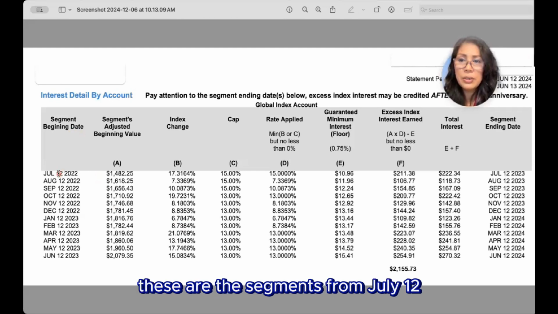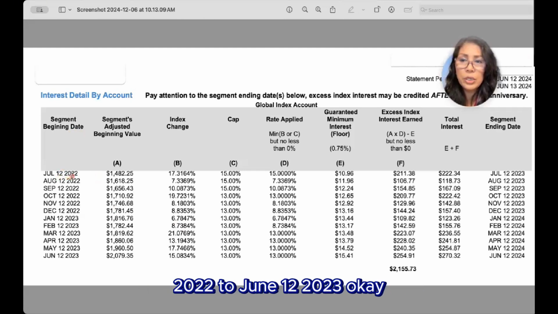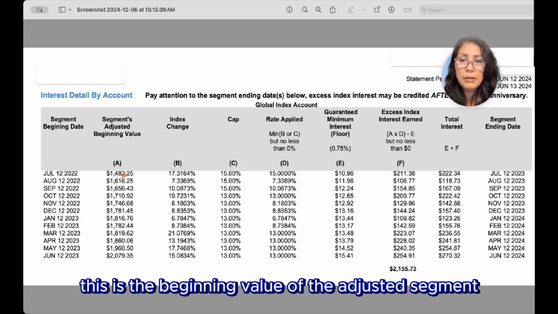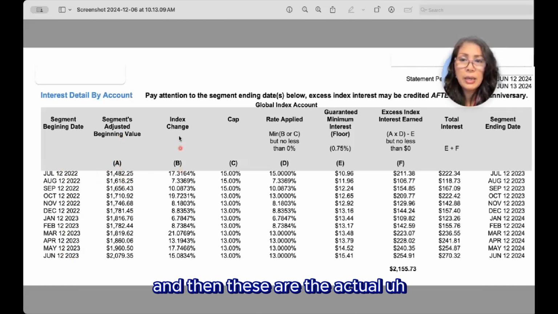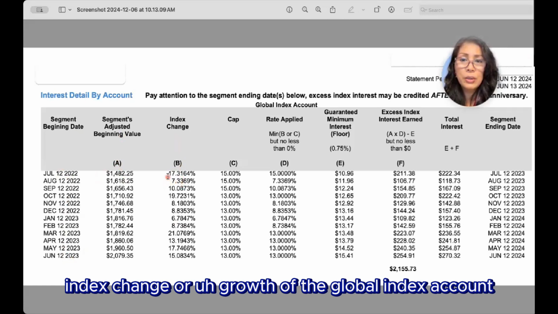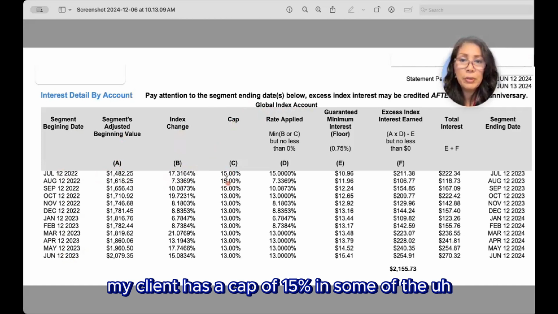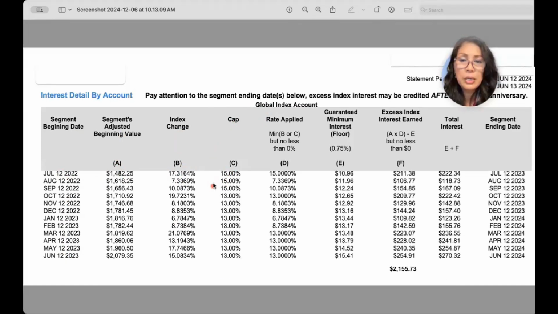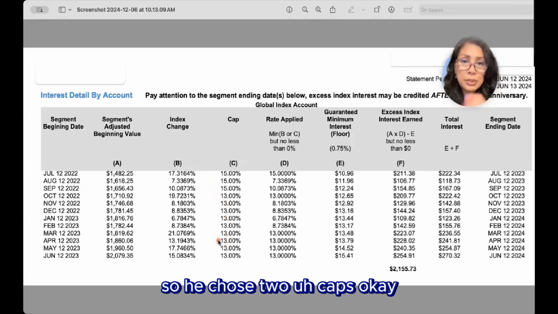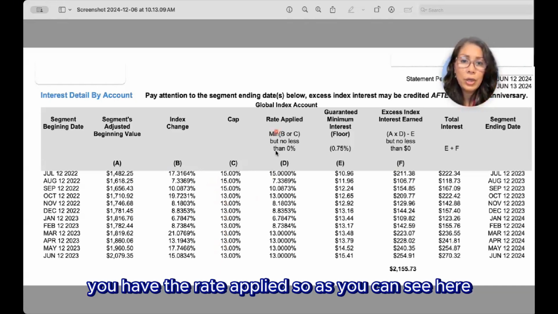So as you can see here, these are the segments from July 12, 2022 to June 12, 2023. Okay, this is the beginning value of the adjusted segment. And then these are the actual index change or growth of the global index account because he chose global index. Okay, my client has a cap of 15% in some of the indices and then 13% also, so he chose two caps. Okay, and then you have the rate applied.